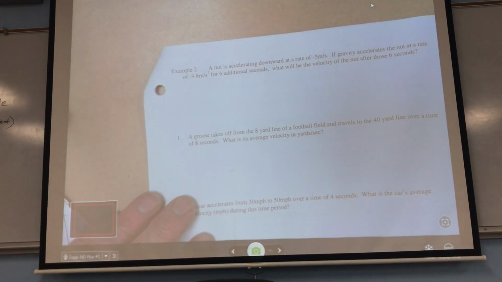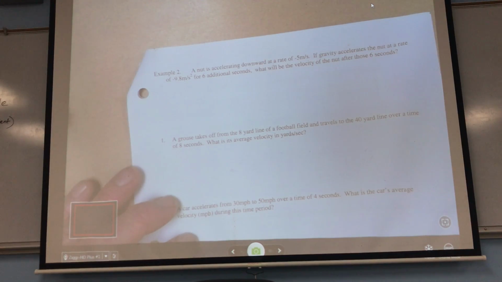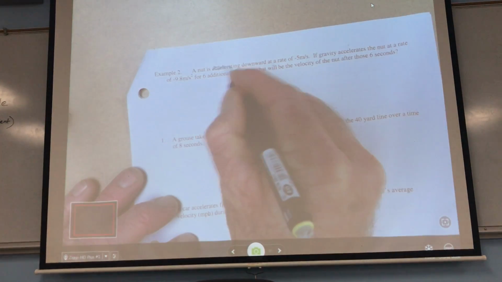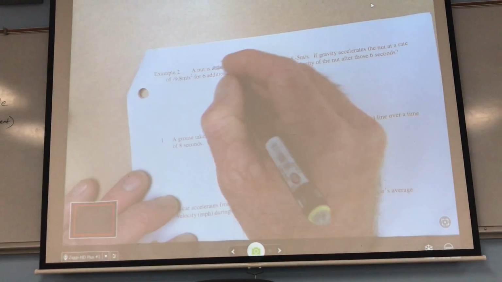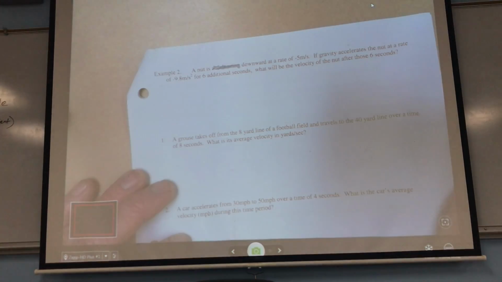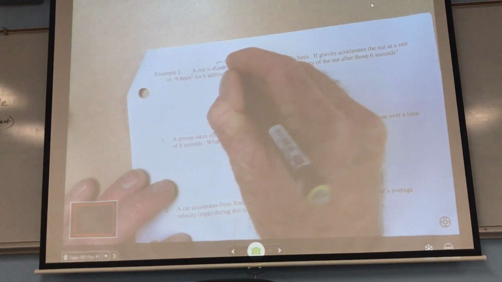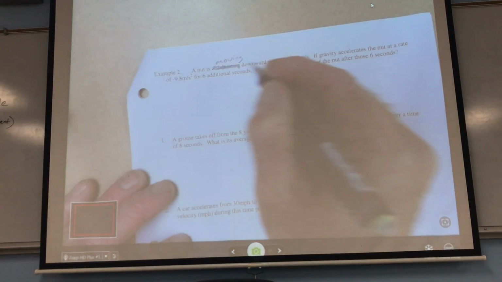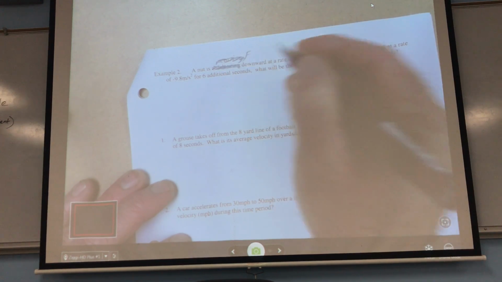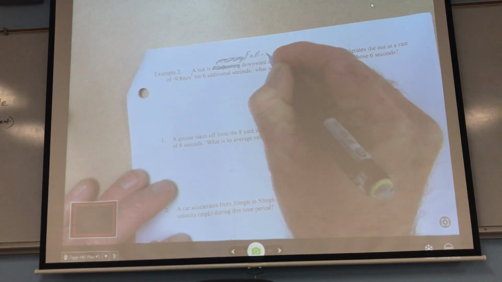A nut. I messed this up. It should say a nut is falling or moving, whatever. Falling downward sounds redundant, so I'm going to say moving downward. Or it might have been even better if I just said falling. No, it's not accelerating. Why not?